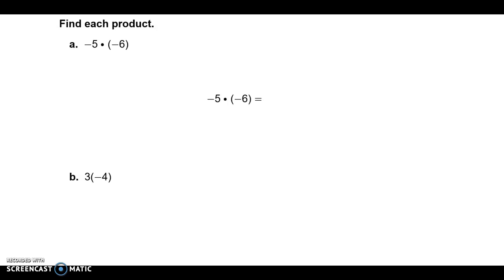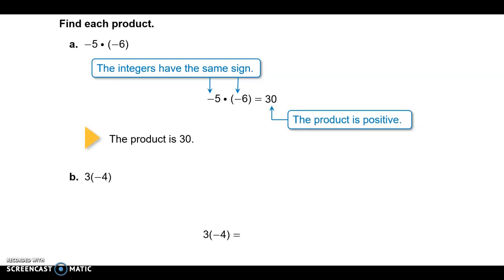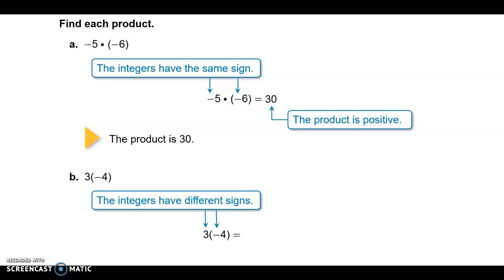Negative 5 times negative 6. Well, I'm looking at what I have, the integers have the same sign. Therefore, I know that the product is going to be positive. 5 times 6 gives me 30. Let's look at the next example. 3 times negative 4. The integers have different signs, so I know my product is going to be negative. Negative 12. The product is negative 12.